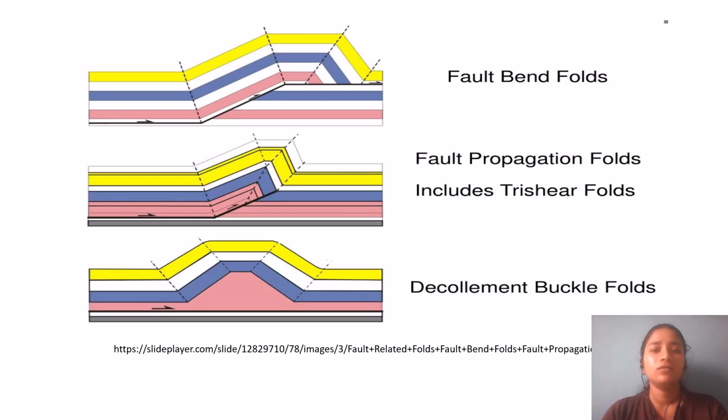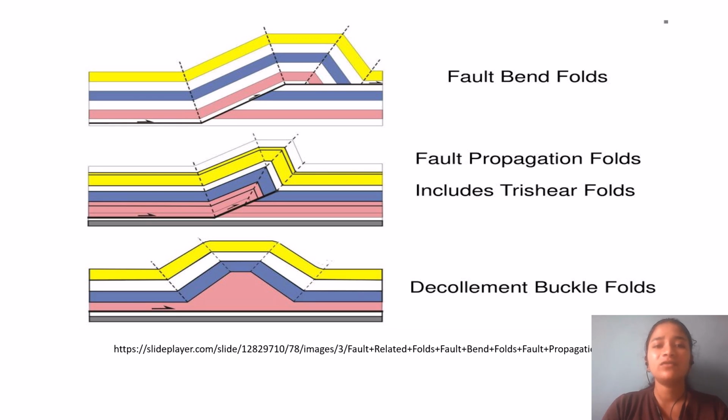Okay, now what is a forced fold? Forced folds are folds that form due to external forces such as displacement along a fault. So the folding is directly caused by a mechanical force, such as a fault tip pushing or dragging the layers. Examples are fault-bend folds and fault-propagation folds. So forced folds are a broad category that includes many fold types caused by tectonic movement.